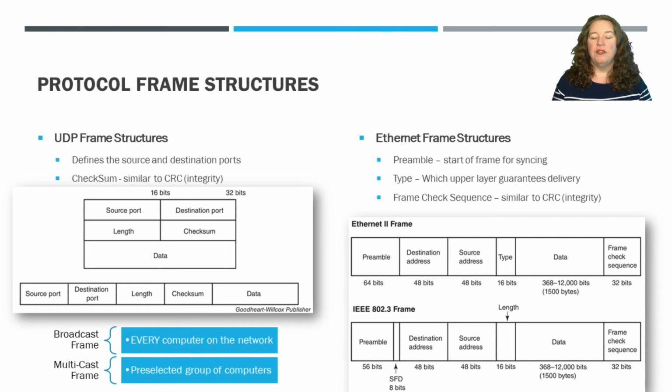You also have a multicast where you can pick, I'm going to send it to John and Mary and Joe, and those 3 computers are going to get this. So I've pre-selected a group of computers and I'm multicasting it, or sending it to multiple computers all at the same time. So you can have a broadcast frame, you can have a multicast frame, or what normally occurs is a unicast frame, which is to a single computer. 3 different types of frames that you're going to be working with.